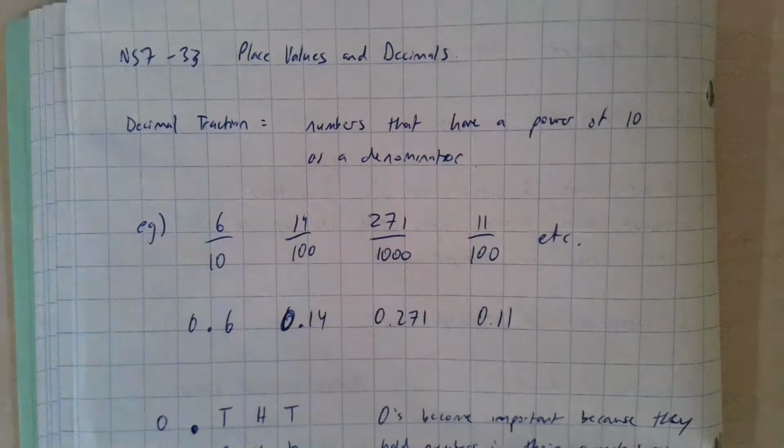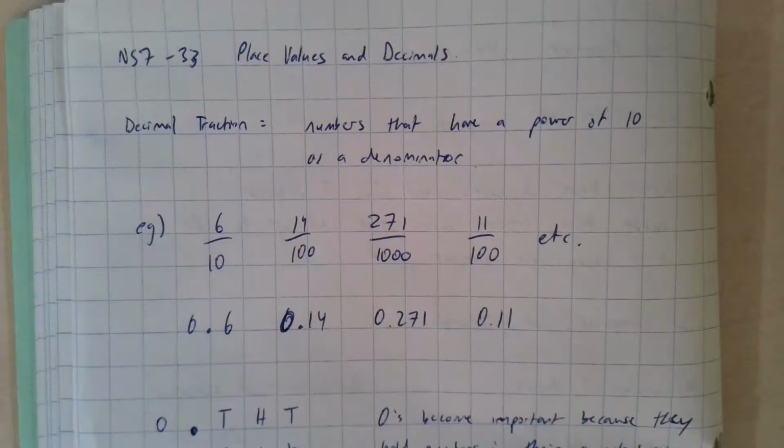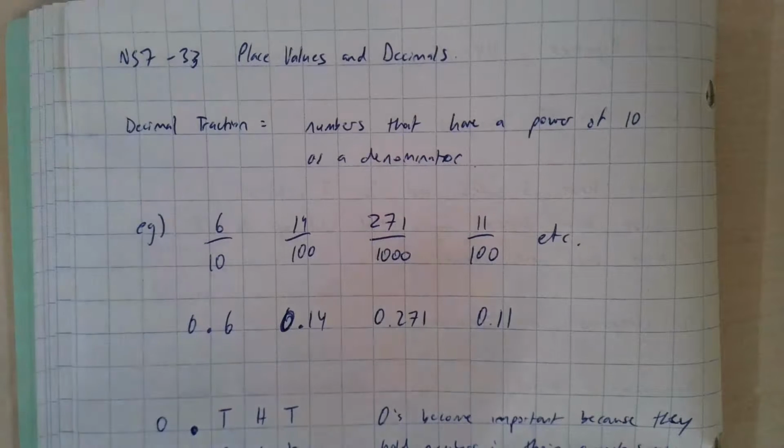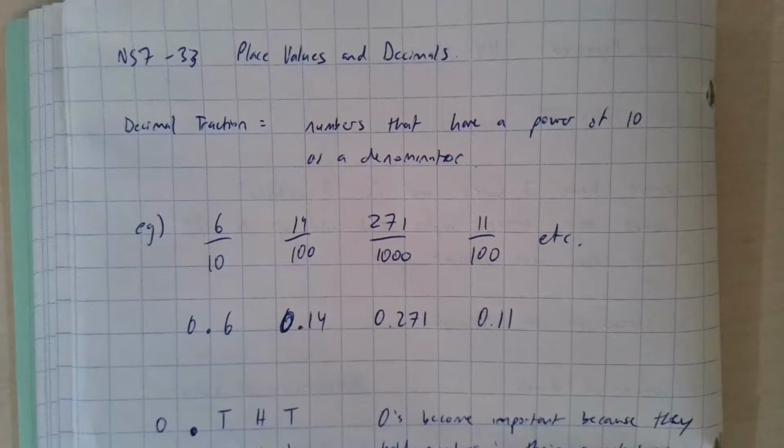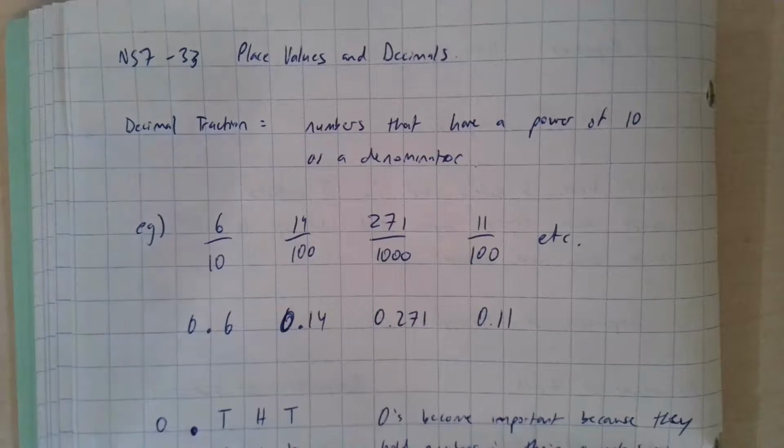Morning, students. This is going to be our second lesson for the day, and this is NS7-33, so it's lesson 33 of number sense, found on page 129 and 130. What we're talking about is, earlier we talked about place values and decimals in general, and what we wanted to understand is decimal fractions.